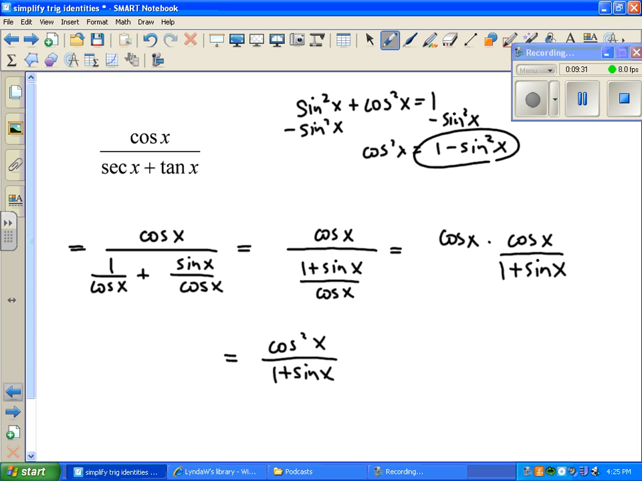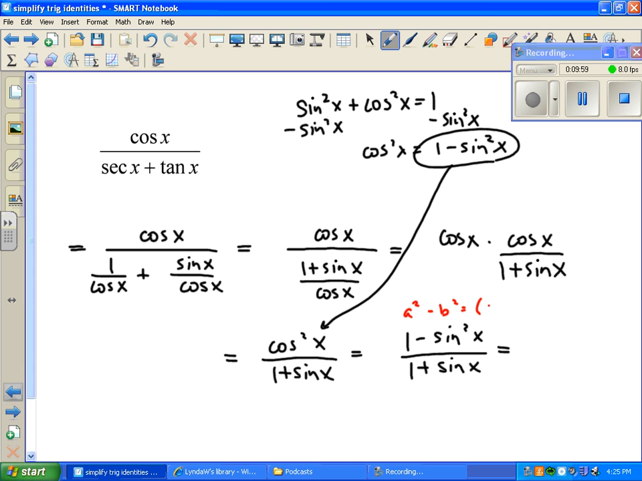Now, if I take this and substitute it right there, I'm going to get 1 minus sine squared of x divided by 1 plus the sine of x. Now, how does this help me? Your first instinct might be, okay, cancel out a sine on the top and bottom, cancel out a 1. Don't do that. Can't do that. What you need to do instead is factor the numerator. The numerator is a difference of squares. You have a squared minus b squared equal to a plus b times a minus b.